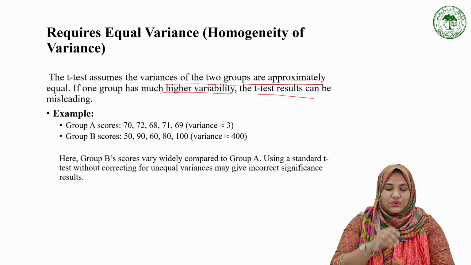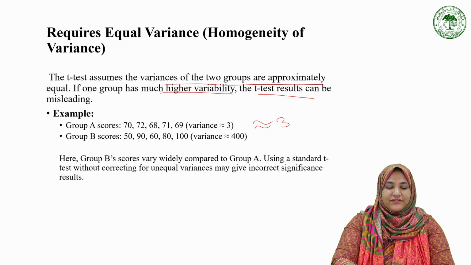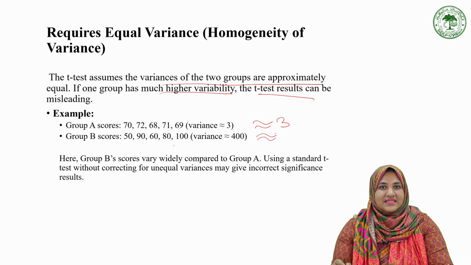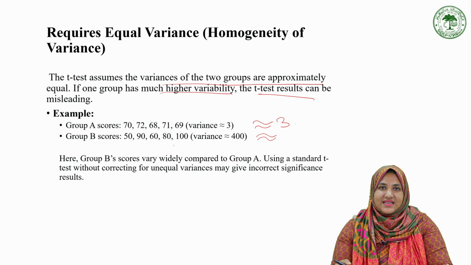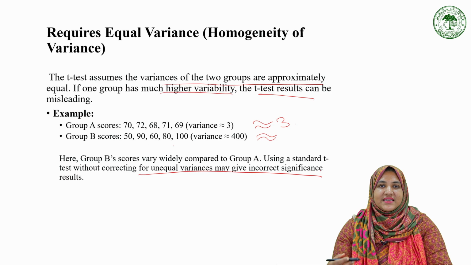For example, take the group scores 70, 72, 68, 71 and 69: the variance is approximately 3. But for 50, 90, 60, 80 and 100, the variance is approximately 400. So the group B scores vary widely compared to group A. Using a standard t-test without correcting for unequal variances may give you incorrect significance, and your result may lead to unreliable information.